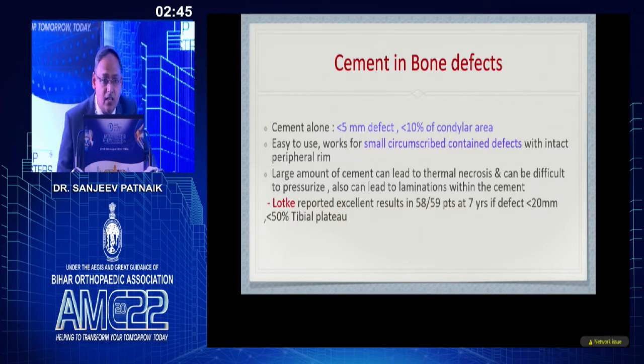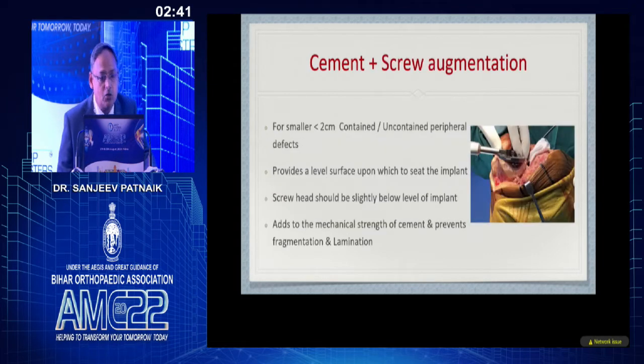For small circumscribed contained defects, we can use bone cement. We can also use cement plus screw augmentation. That is, again, it provides a level surface upon which to seat the implant for late failures. Now the screw heads should be slightly below the level of the implant, and it adds to the mechanical strength of the cement and prevents fragmentation and lamination.